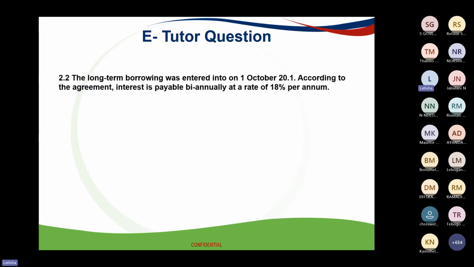Okay. 2.2 now says the long-term borrowing was entered into on the 1st of October 20.1. When we looked at the first sheet of the question, which had the pre-adjusting trial balance, we saw long-term borrowing, meaning a loan that we have taken out. So if we are the entity, it's a loan we've taken out. So they're saying that they entered into the loan on the 1st of October. According to the agreement, interest is payable biannually, meaning twice a year, at a rate of 18% per annum.